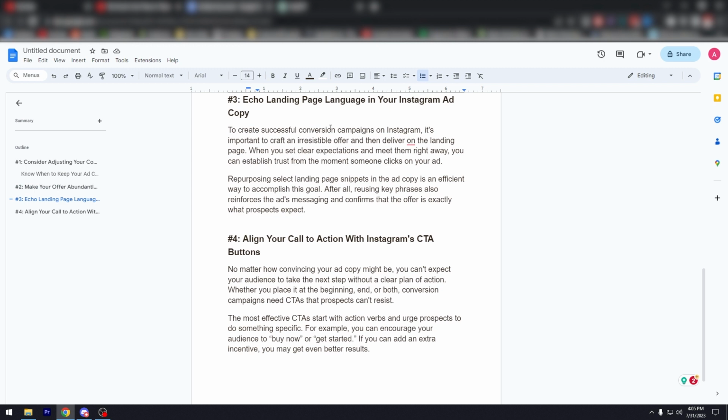And number three, echo landing page language in your Instagram ad copy. That just means that the words you use on your landing page on your website should be the same as in your Instagram ads or your Instagram copy in general. To create successful conversion campaigns on Instagram, it's important to craft an irresistible offer and then deliver on the landing page. These two need to go hand in hand, right? Repurposing selected landing page snippets in the ad copy is an efficient way to accomplish this goal. After all, reusing key phrases also reinforces the ad's messaging and confirms that the offer is exactly what prospects expect. So SEO comes into play here.